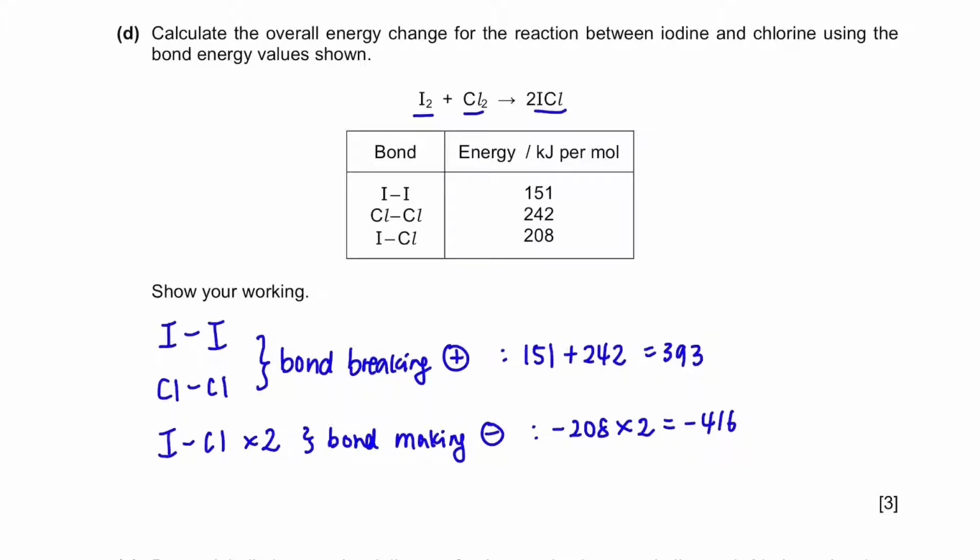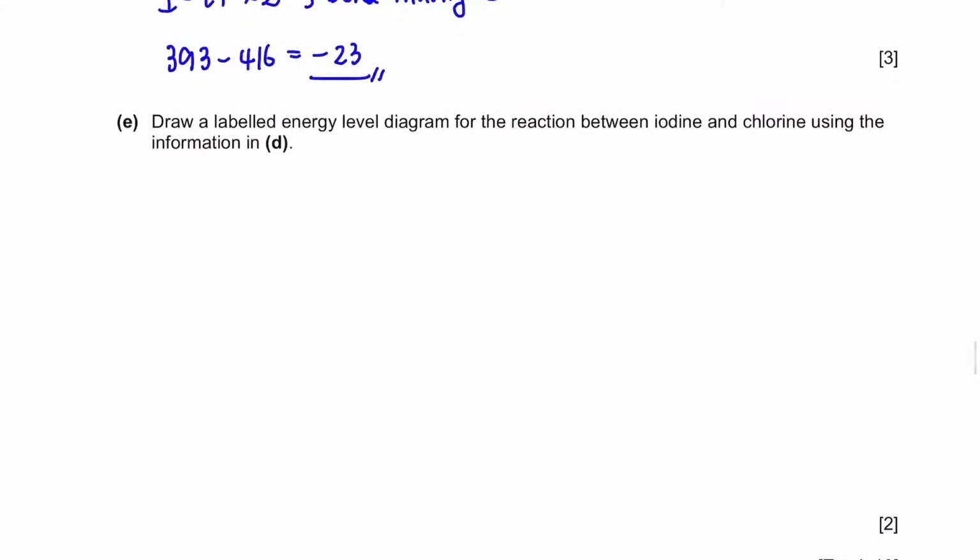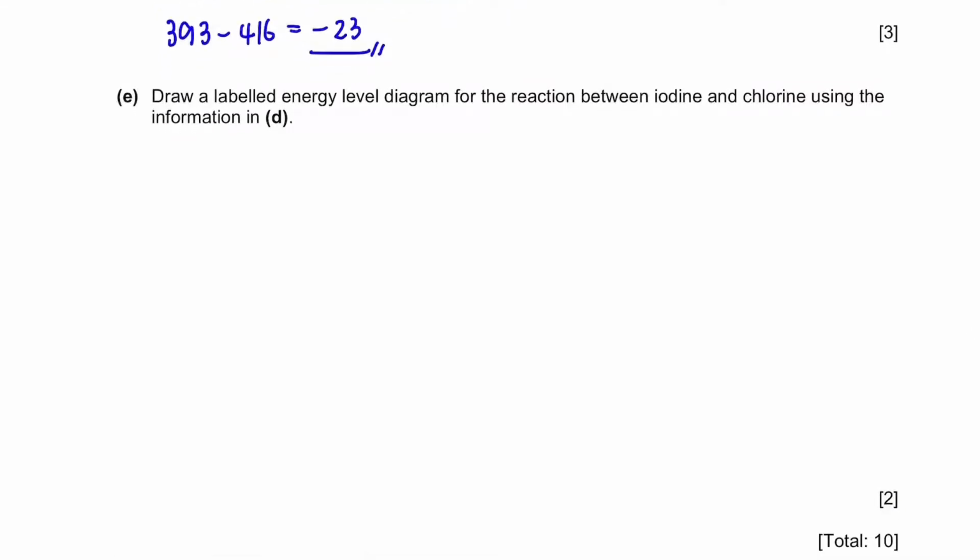The overall energy change will be the sum of bond breaking and bond making. 393 minus 416. The answer is negative 23. Part E. Draw a labeled energy level diagram for the reaction between iodine and chlorine using the information in Part D. Since the overall energy change was a negative number, it means that it releases heat and is an exothermic reaction. In the graph to be drawn, the overall energy level will be decreasing as a result.